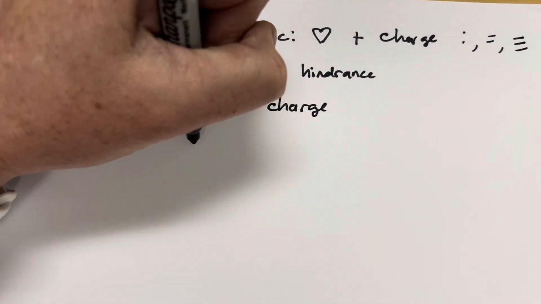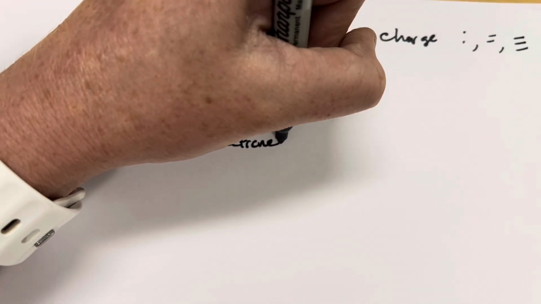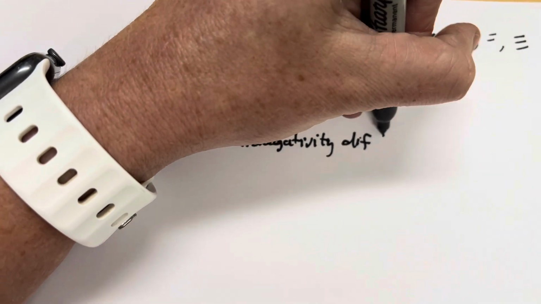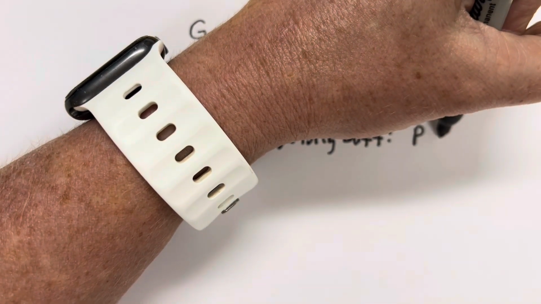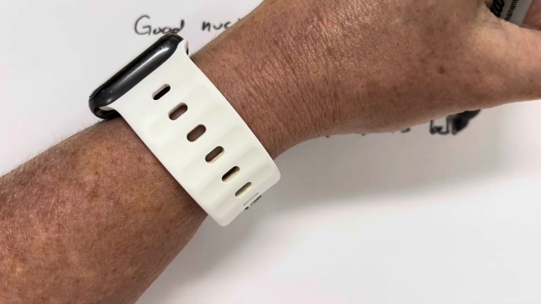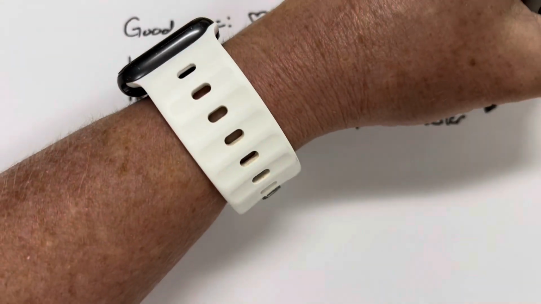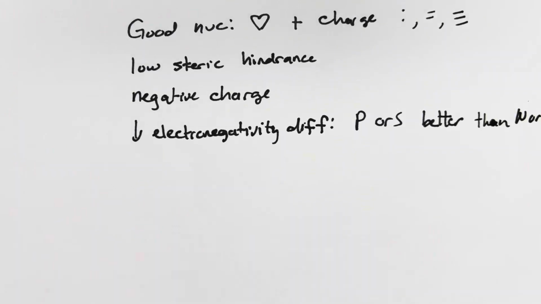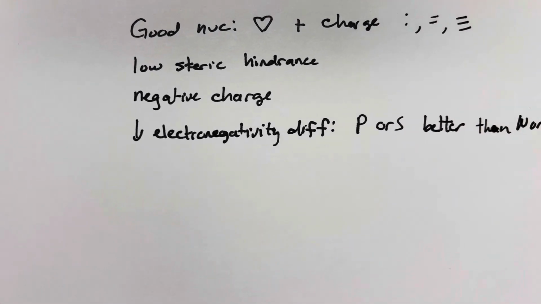They like to have low electronegativity differences. This is something we didn't cover too much. But let me give you an example. If something's bound with phosphorus or sulfur, it's going to be better than something more electronegative like a nitrogen or oxygen. This is counter to the bases that we've encountered.